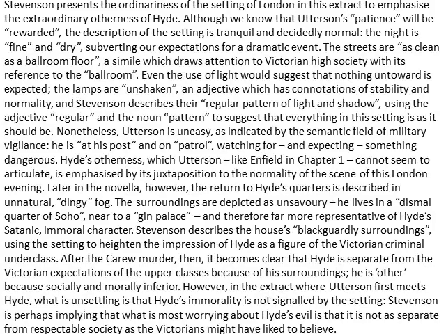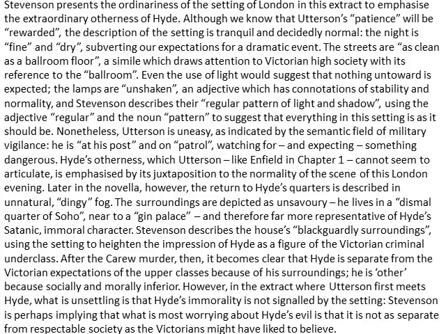But let's have a look at what one paragraph would look like written up into an essay. Stevenson presents the ordinariness of the setting of London in this extract to emphasise the extraordinary otherness of Hyde. Although we know that Utterson's patience will be rewarded, the description of the setting is tranquil and decidedly normal. The night is fine and dry, subverting our expectations for a dramatic event. The streets are as clean as a ballroom floor, a simile which draws attention to Victorian high society with its reference to the ballroom. Even the use of light would suggest that nothing untoward is expected.